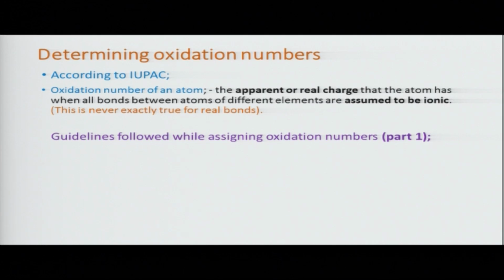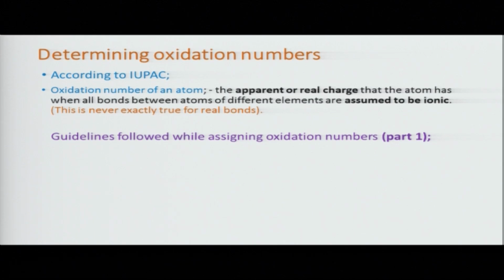Now, this takes us to determining oxidation number. Remember, when we know oxidation states or oxidation numbers, as it is increasing or reducing, then we can identify whether it is a reducing agent or an oxidizing agent, or whether it has undergone oxidation or reduction. So the whole big picture to look at is the changes in oxidation numbers.